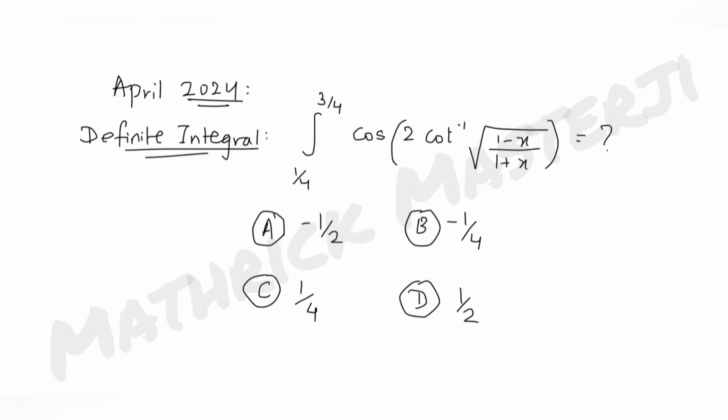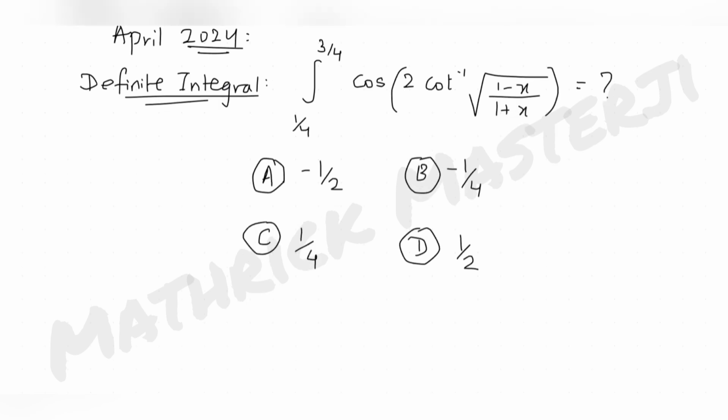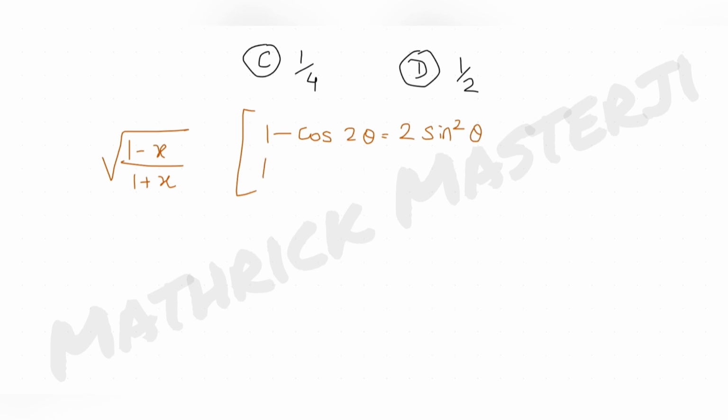Let's see how to solve this question further. First, I have cot inverse of root of (1 minus x) divided by (1 plus x), so let's solve for that. I know from the trigonometry formulas that 1 minus cos 2 theta is 2 sine square theta, and 1 plus cos 2 theta is 2 cos square theta. If I divide them, I can get tan. So first let's solve just this part of the entire expression.